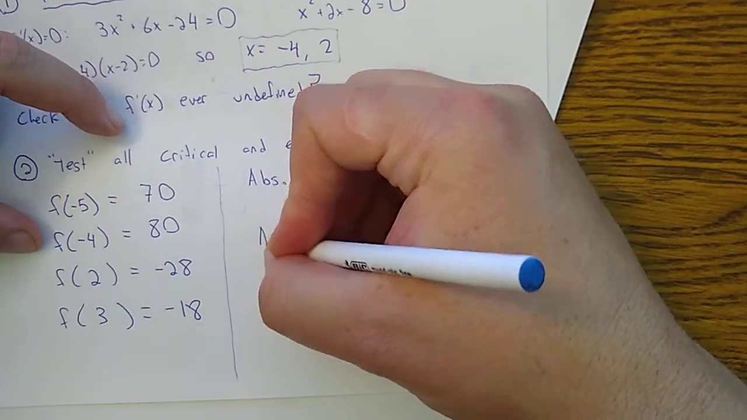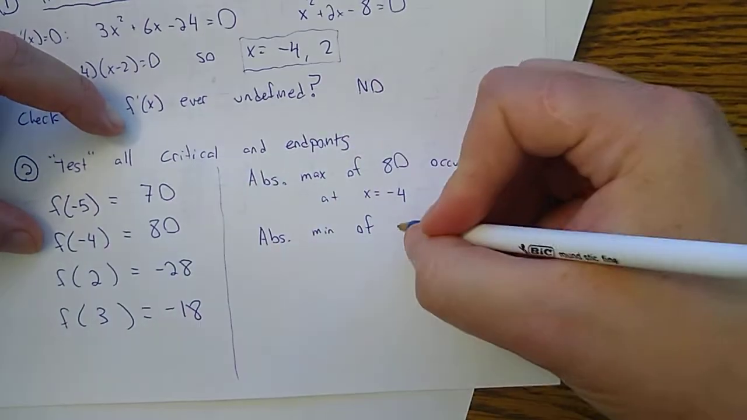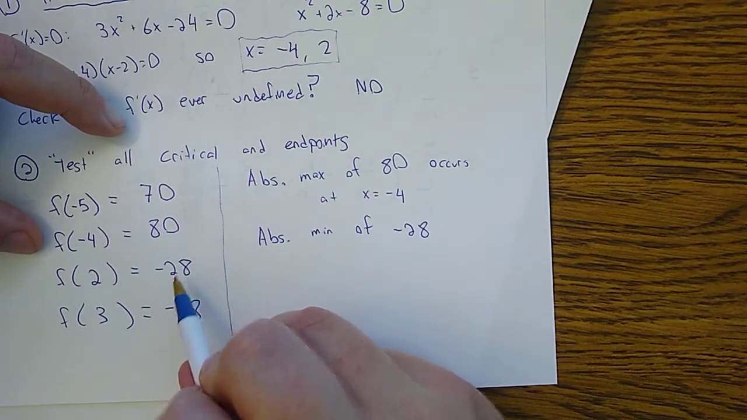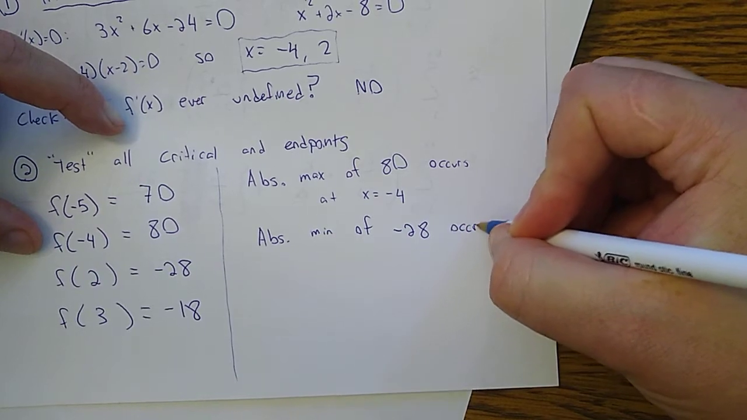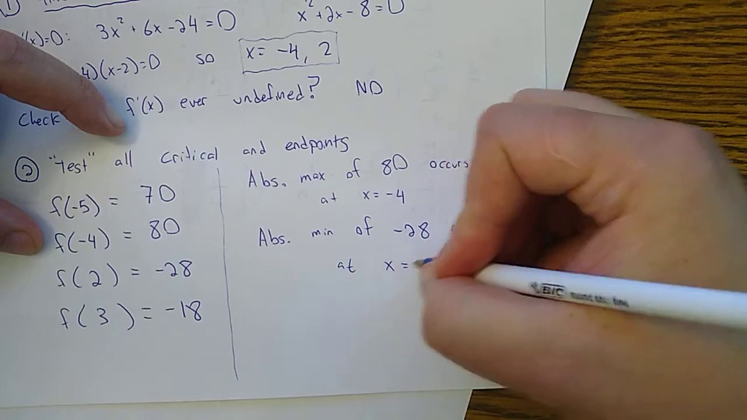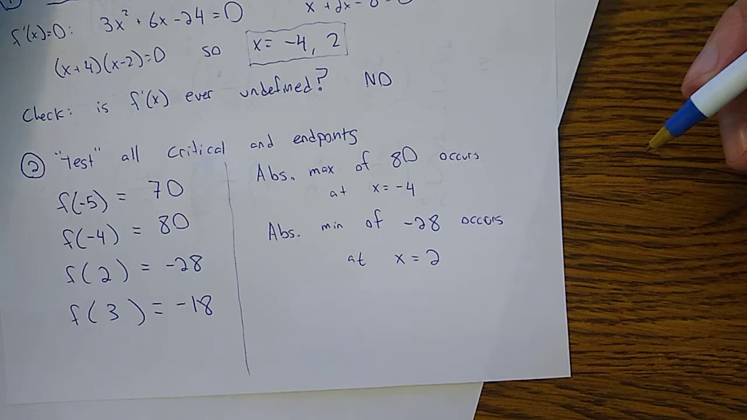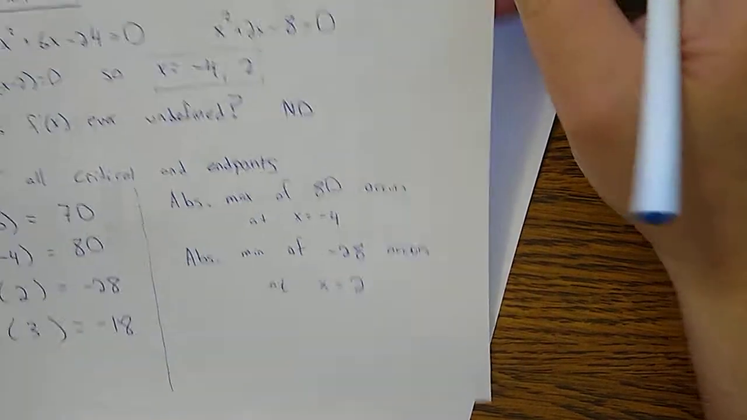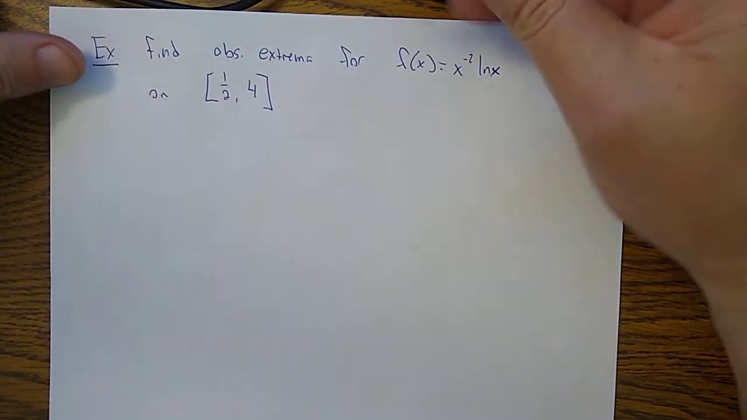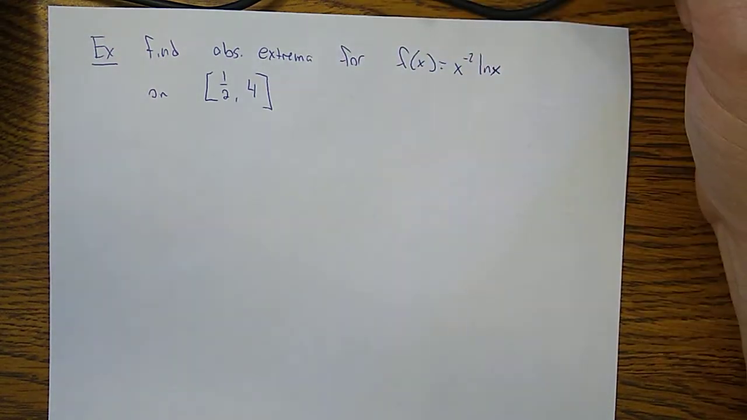And then similarly, the absolute min of -28, because that's the smallest number I see, occurs at x equals 2. And those are the absolute extrema. Let's do another example like that. It's just the same instructions, but it's a different function and a different interval.